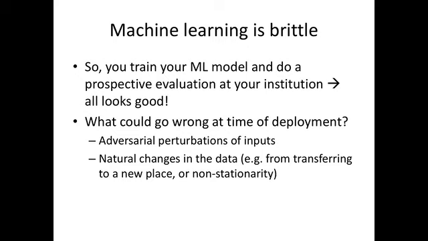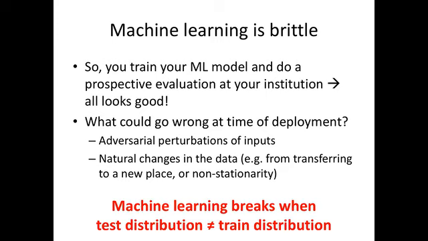That's the question which we're going to be talking about in today's lecture, and we'll be talking about how one could deal with dataset shift of two different varieties. The first variety is adversarial perturbations to data, and the second variety is data that changes for natural reasons.